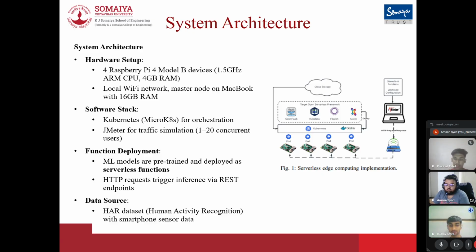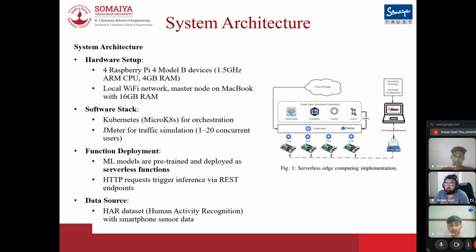Apache JMeter was used to generate HTTP requests, triggering serverless functions on the Pis. The workloads included a simple hello world function and two machine learning inference tasks, one using a neural network, CNN, and another using an LSTM model. These models were pre-trained offline and deployed as serverless functions for inference. Model files and input data were stored in a local AWS S3 compatible storage, allowing the Pis to fetch resources efficiently.